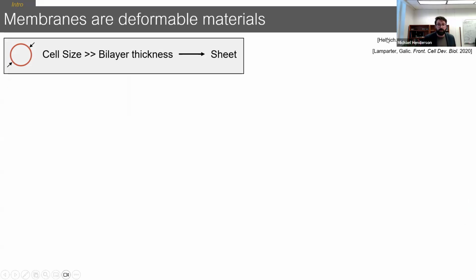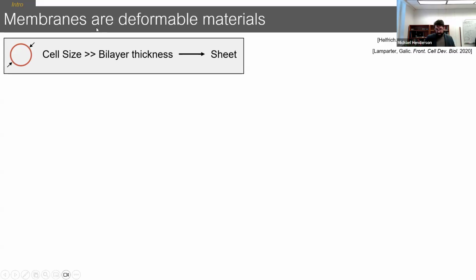And thanks to really some seminal work by Helfrich back in the 70s, we obviously can think about membranes and their deformability as a two-dimensional sheet. And the reason being is that cells are often much, much bigger than the 5 nanometer thickness that bilayers tend to average about.